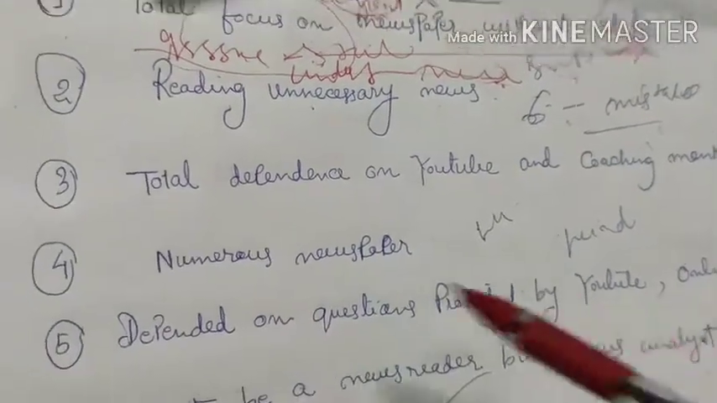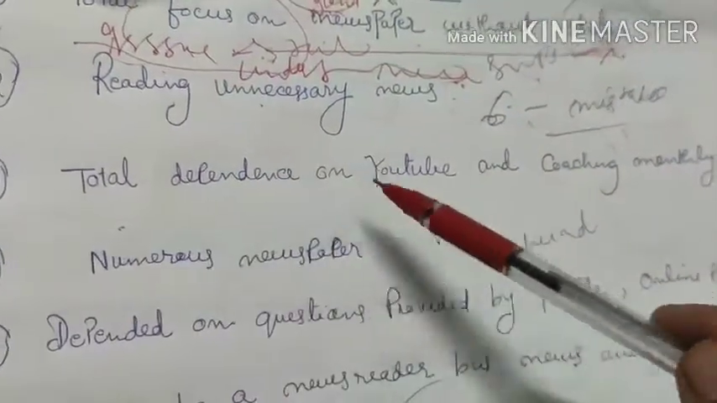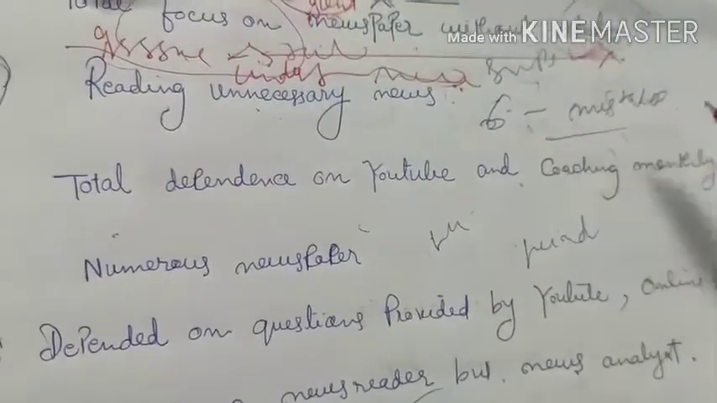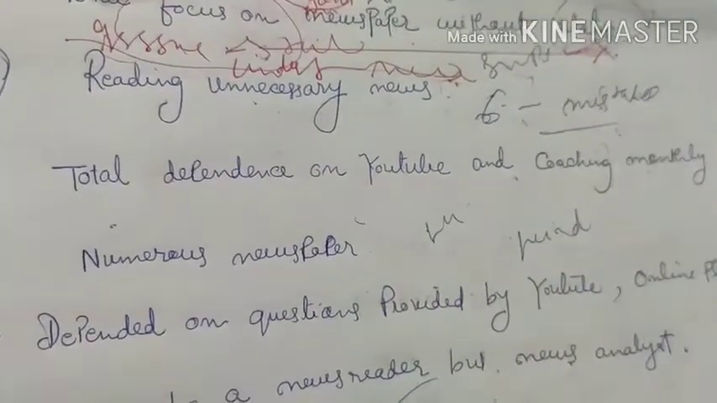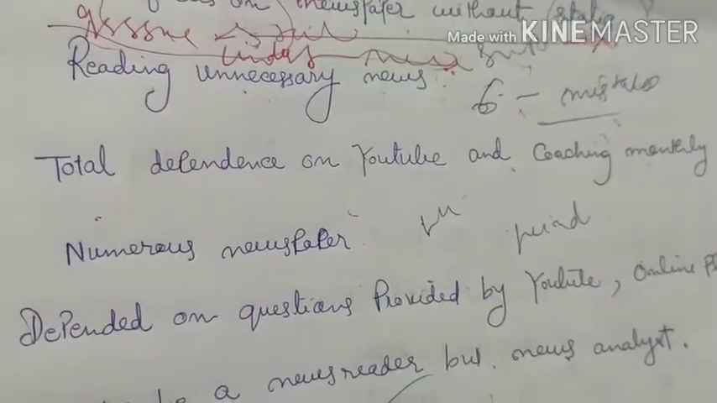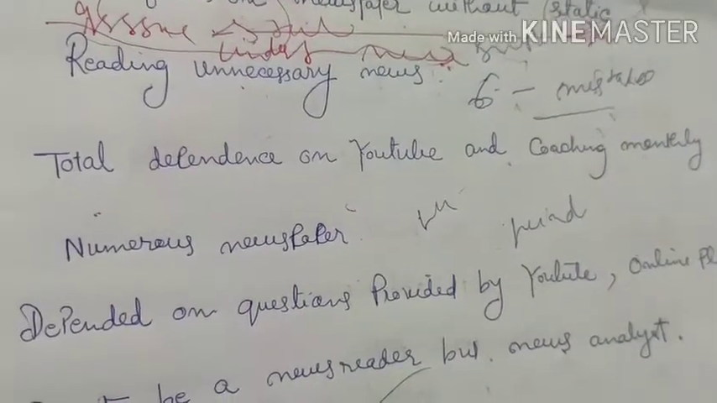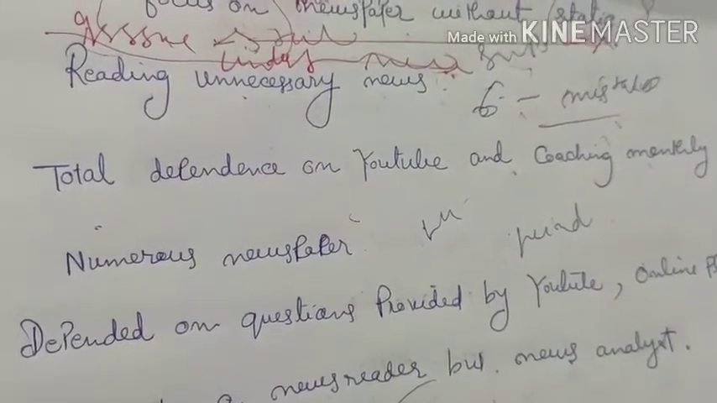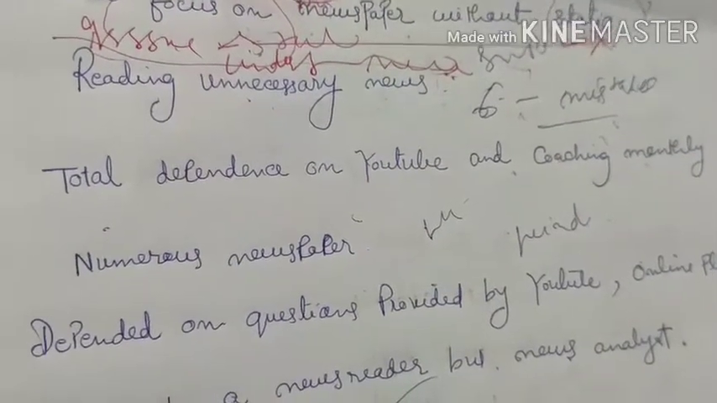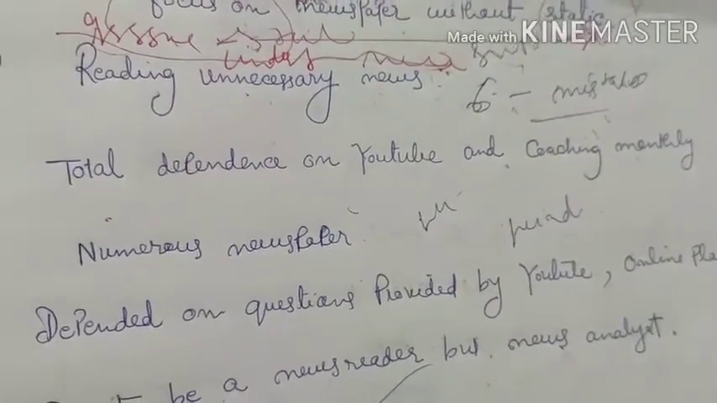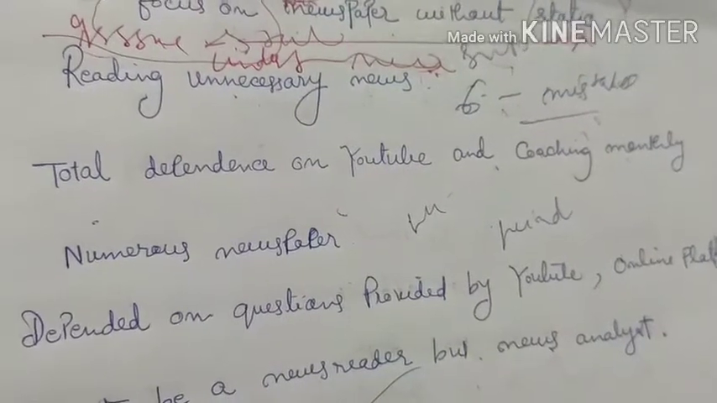Then mistake number 3 is total dependence on YouTube and coaching monthly. This is quite a trend, that those channels or coaching institutes who provide The Hindu newspaper analysis are becoming legends. They have been worshipped. But the problem is that YouTube channels need views.